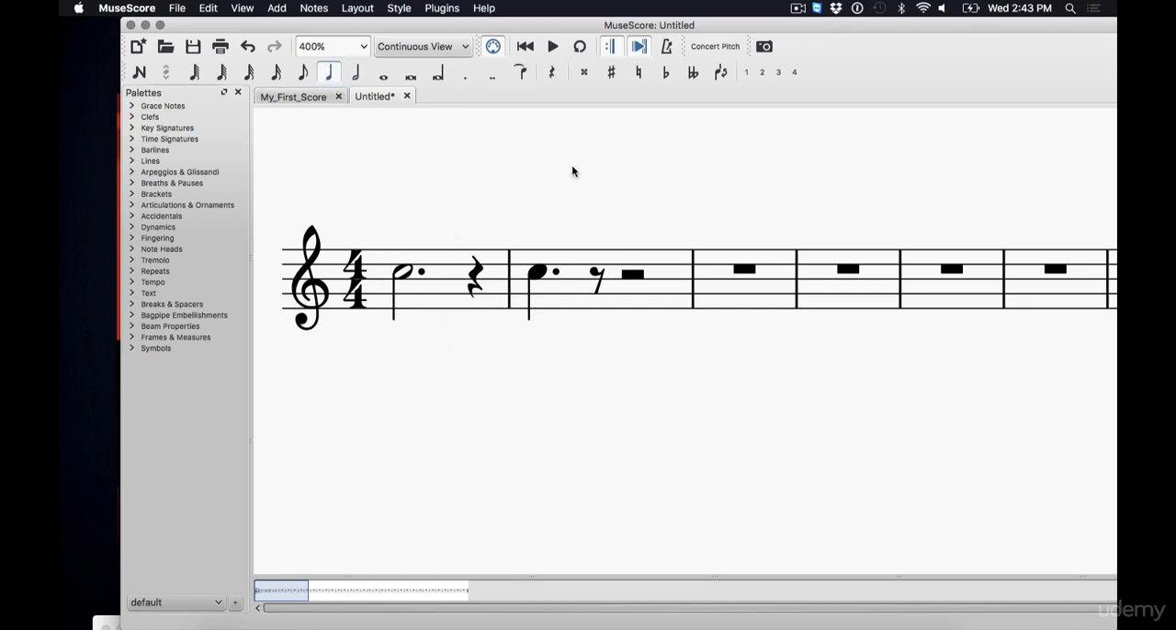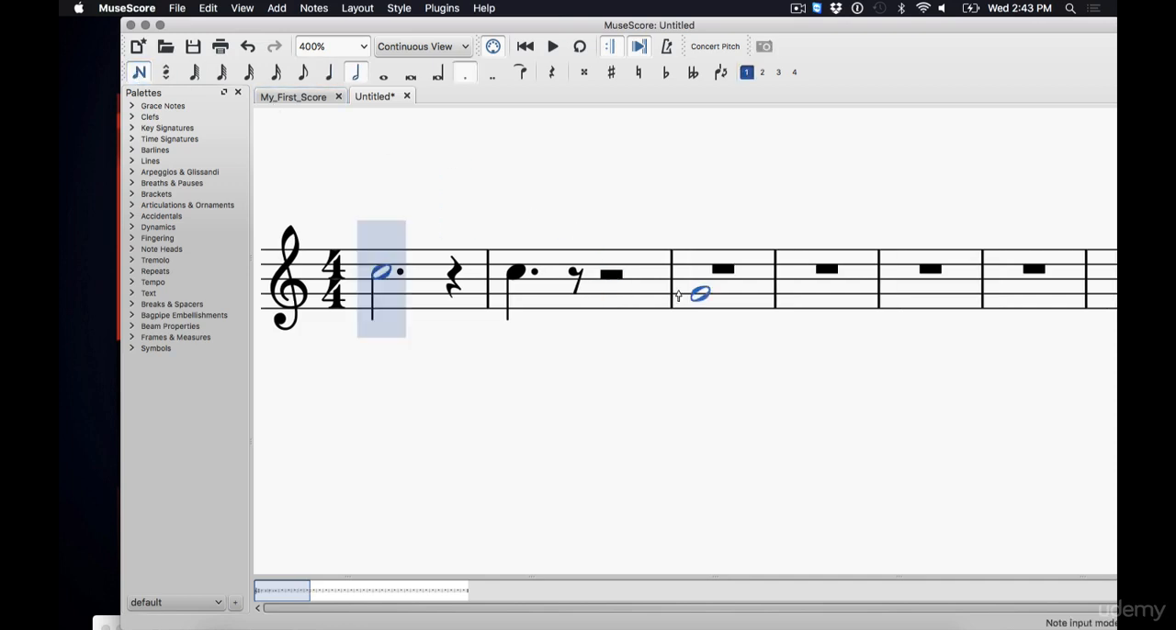Let me just do really quick here. What if I did that? Okay, what we're saying here is we have a quarter note that we're going to play, and then we're going to rest for a quarter note, and then we have a quarter note we're going to play, and then we're going to rest for a quarter note.